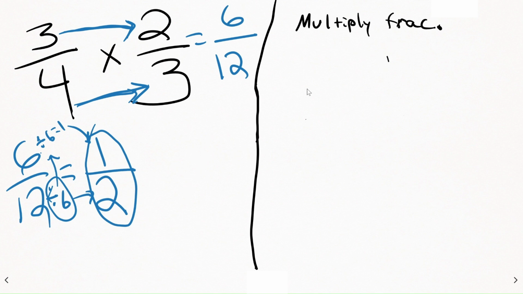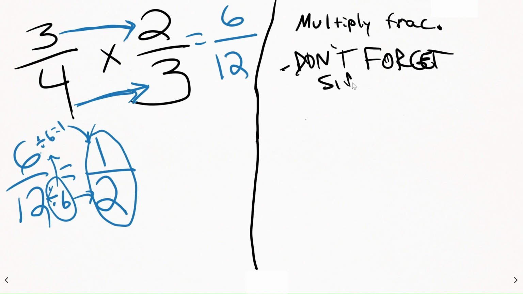When you're making notes, don't forget to simplify. Because after you get on a roll with fractions in class, you might get counted off if you don't simplify the number down to the smallest fraction, the smallest numbers in the fraction as possible.